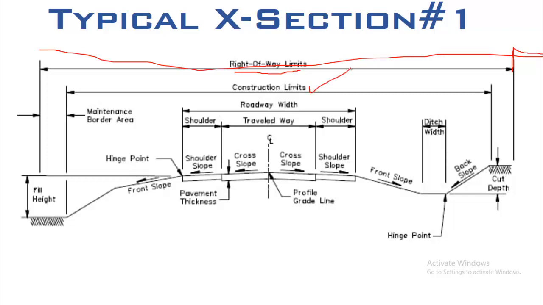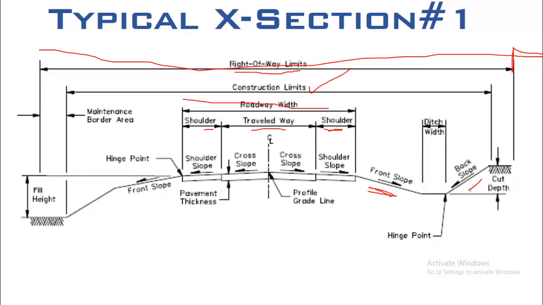Construction limits are the limits within which any sort of construction other than the road is prohibited. You cannot construct hospitals, service areas and other buildings, shops, markets, and so on within this construction limit. Then there comes road width. Road width comprises the shoulder, traveled way, or you can say carriageway, and the shoulder on both sides. Then there is the front slope towards the drain, and then there is the back slope toward the drain.